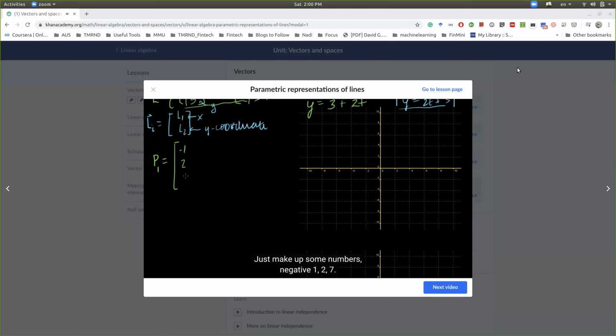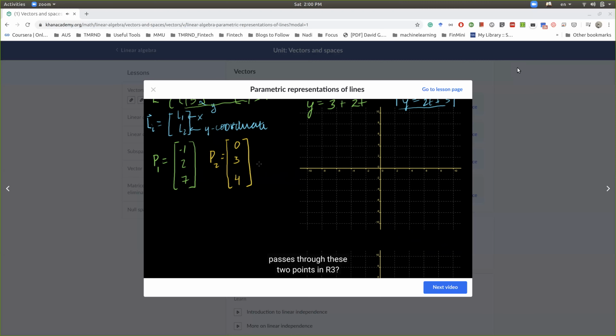-1, 2, 7. Let's say I have point 2. And once again, this is in 3 dimensions, so you have to specify 3 coordinates. This could be the x, the y, and the z coordinate. Point 2, let's make it 0, 3, and 4. Now, what if I wanted to find the equation of the line that passes through these 2 points in R3?